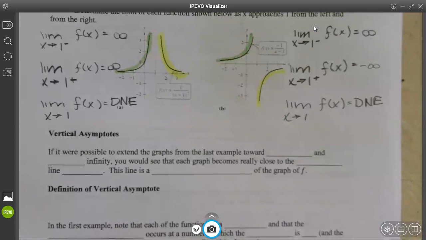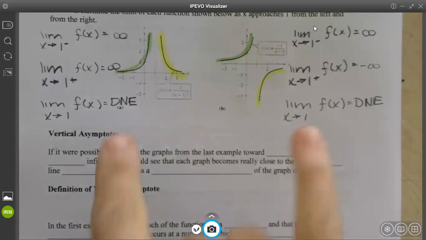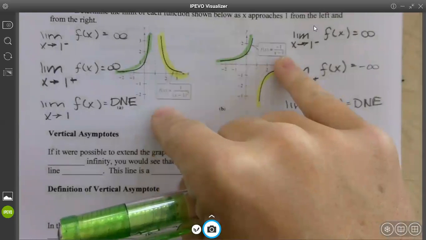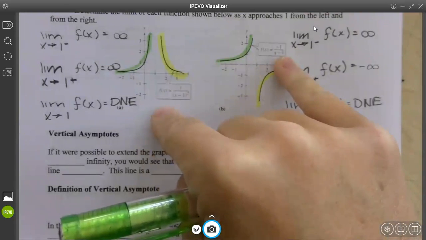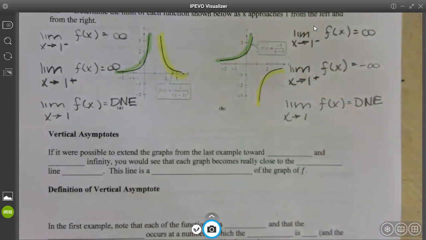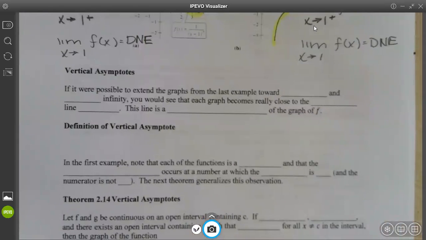Also, we talked about removable and non-removable discontinuities. Both of these have non-removable because you can't get rid of the vertical asymptote. Okay, so on these, there's nothing I can do to factor it out and make it look any different. It's going to look the same every single time. Okay, if you can factor it and you mark it out, so we talked about a hole, that's a removable. So if you're confused about removable versus non-removable, that's where it's at. And so we'll go over that too. All right, so vertical asymptotes.